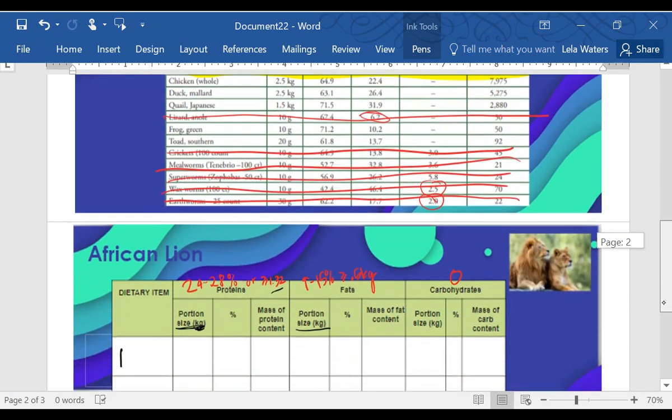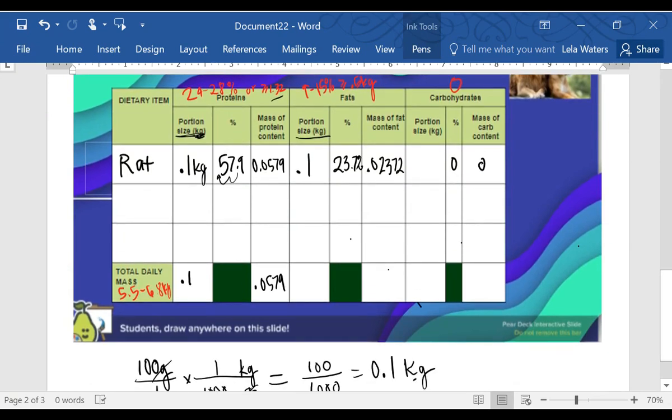So I'm going to come down here and I'm going to write down the pig. I'm going to write down the portion size. And just like I did before, I'm going to write down the percent of the pig that is protein, the percent of the pig that is fat. And I'm going to calculate then what is the mass of the protein in the pig and what is the mass of the fat in the pig. Add those to my totals and see how I'm doing. And then I'll go back to the table and see what else I need to add.